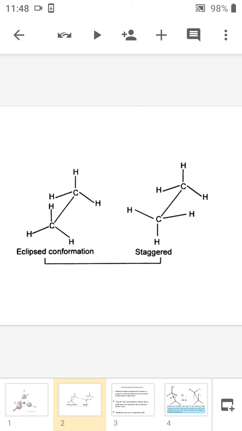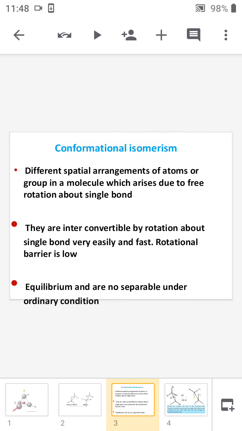So the structure shown on the right hand side is only one form during the rotation. And this spatial arrangement of the atoms or groups of a molecule in space is known as conformers. Now we are moving to the definition of conformers. Conformation means a different spatial arrangement of atoms or groups of atoms in a molecule which arises due to the free rotation about the sigma bond, the C-C sigma bond.